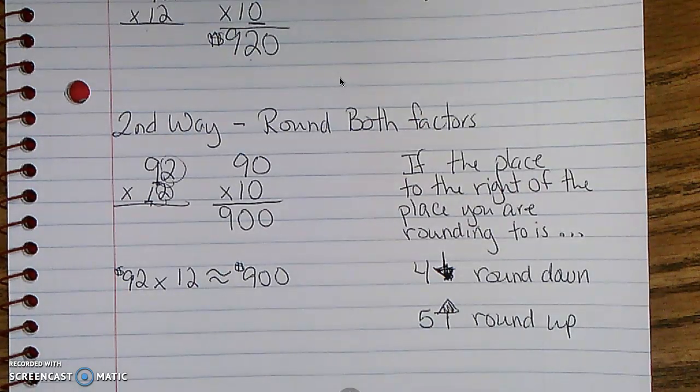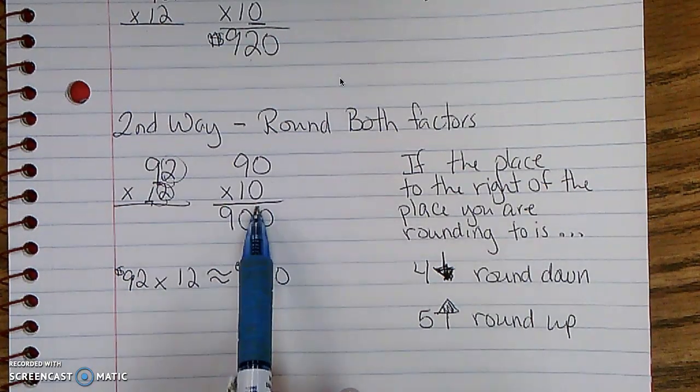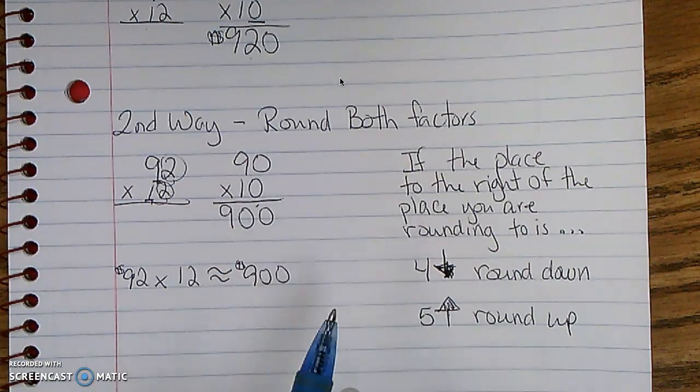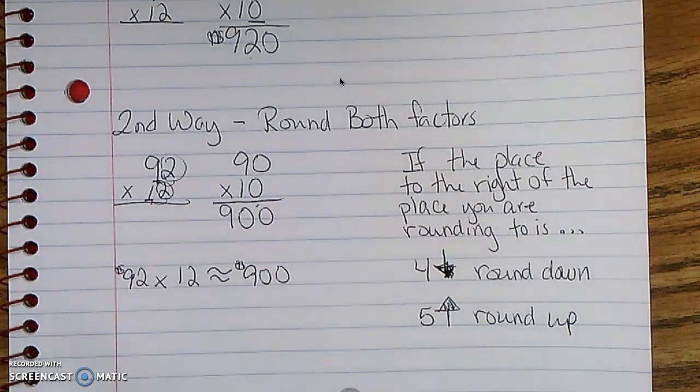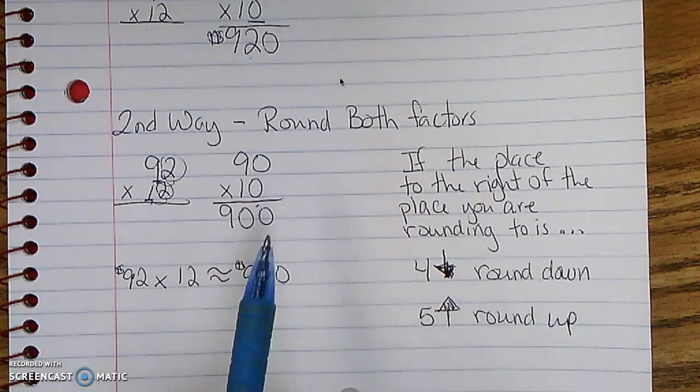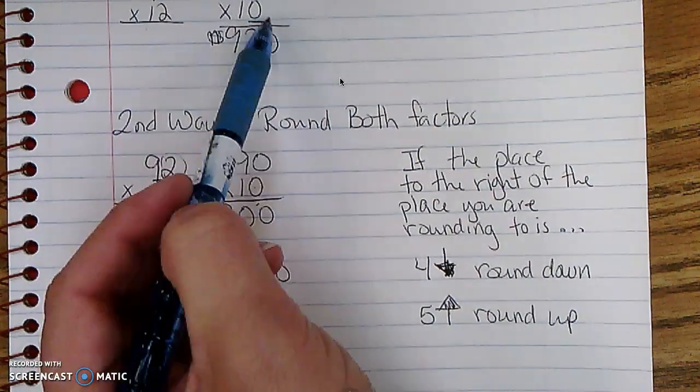And you guys, the goal of estimating is to turn the problem into mental math. You guys can do 90 times 10 without doing a lot of work. You're not doing the double-digit multiplication, right? You're doing powers of 10 in both of these problems.